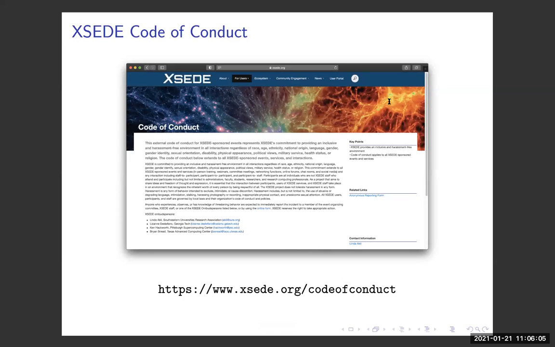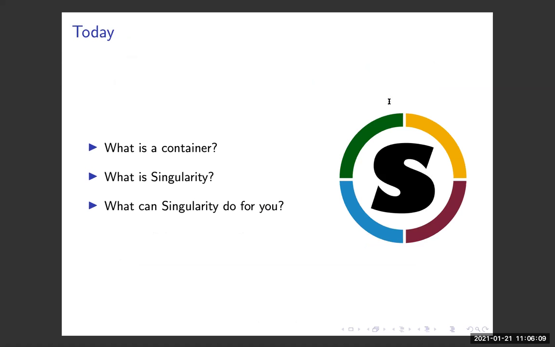Okay, so as Jeff mentioned, there's the XSEDE code of conduct. I have these in the slides, but we can skip that. So today, what I really want you to take away from the talk is answers to these three questions for yourself. What is a container, if you're not familiar with what a container is? What is Singularity, and what can Singularity do for you?